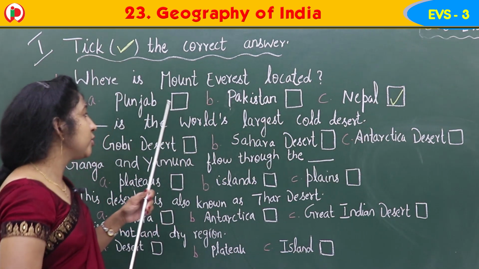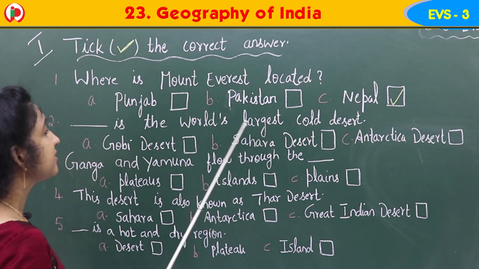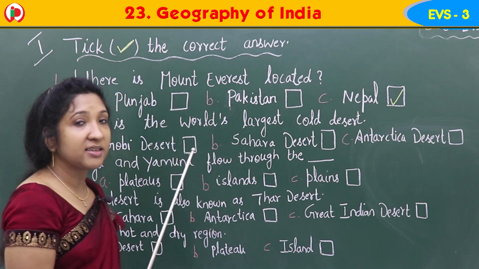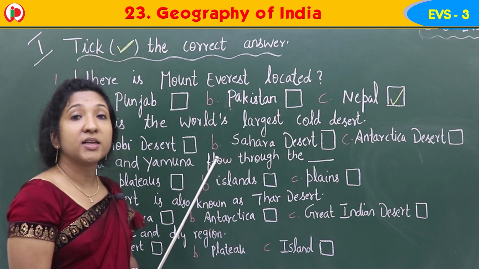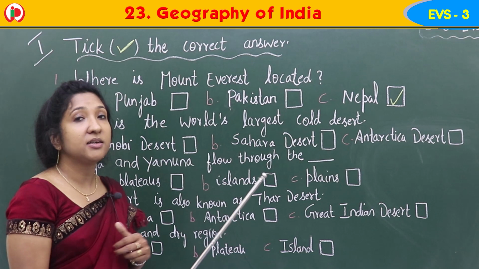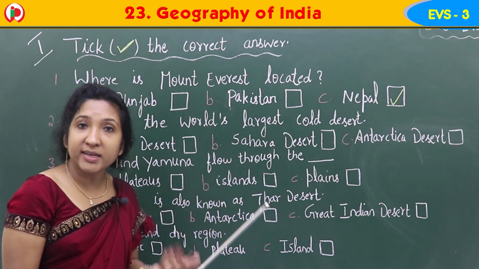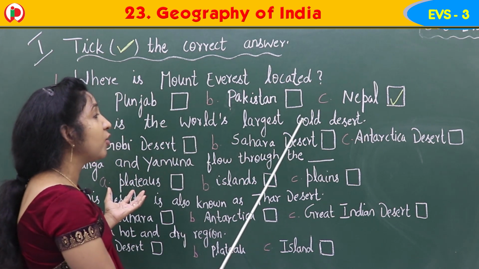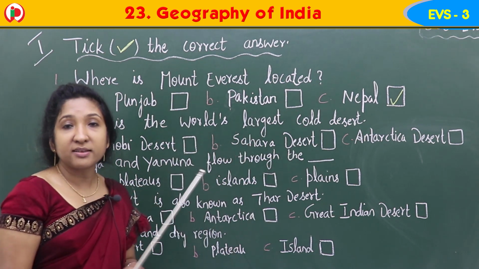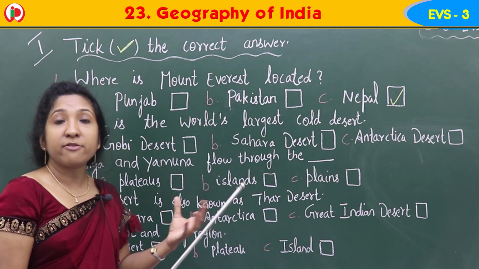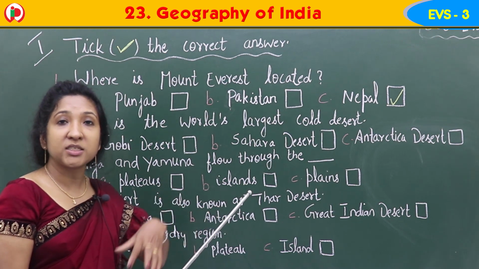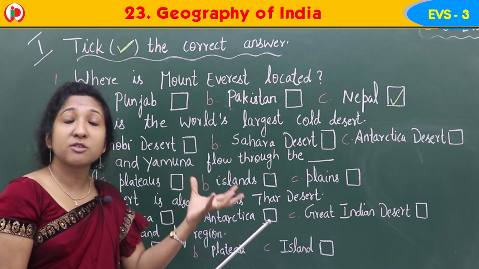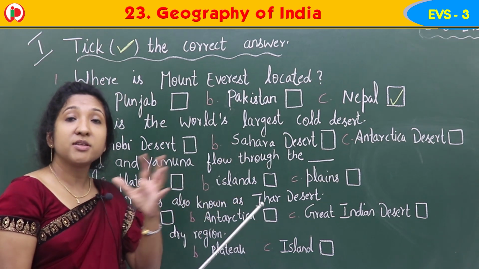Yes, now coming to the second one, dash is the world's largest cold desert. So you learned about deserts of India and you learned about the largest hot desert. You learned about the cold desert also. Cold desert, we can see full of sand dunes. Because of wind, the sand forms hills, and in winter time we can see full of snow. The desert covers with full of snow.